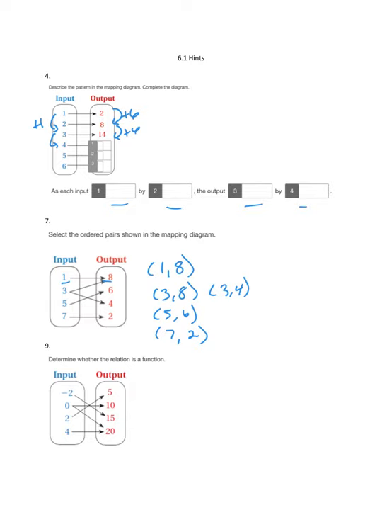Okay, number 9, we're just determining whether this relation is a function. So we're going to look at each input and see if there is one and only one output for that input. So if our input is -2, our output is 15. If our input is 0, our output could be either 10 or 20. So that tells us that it is not a function.